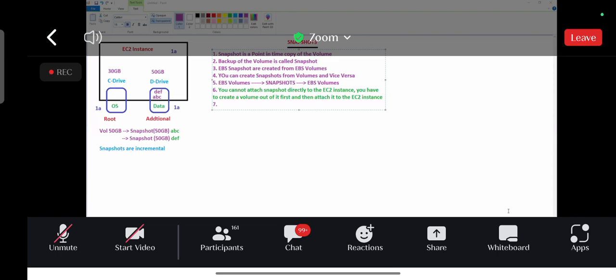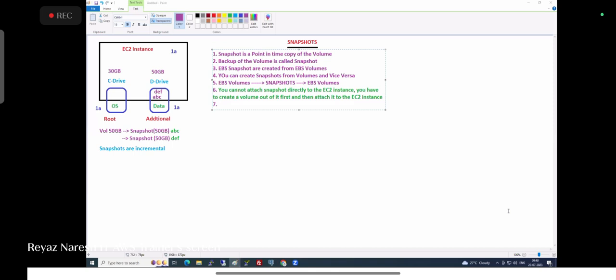Deleting the additional volume, and again if we need the backup of current additional volume again 50 GB. So if I understood your question well, you have a volume of 50 GB and you took the snapshot which is 50 GB and then you deleted the additional volume. If you delete the additional volume, snapshot will still be there? Yes, it will be there. And if you want to restore it, you create a volume from the snapshot.